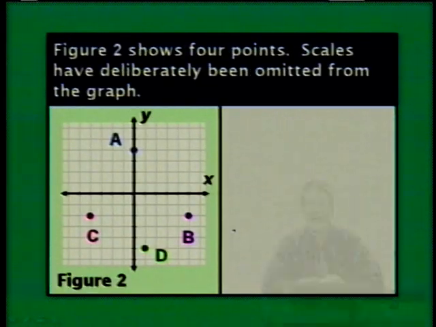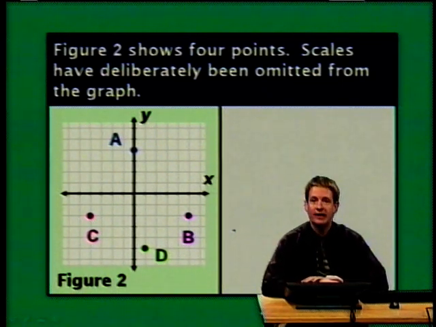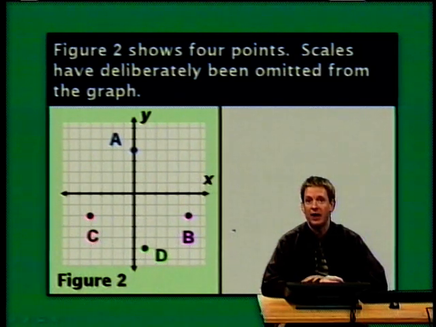Let's put these facts into action. Let's look at Figure 2. Figure 2 shows 4 points. Scales have deliberately been omitted from the graph. You're going to see several examples today where the scale is deliberately omitted from the graph. What this lesson is mostly about is developing an intuition about signs on slopes and comparisons of slopes. And I'm omitting scales because if we have scales, we might become dependent upon actually calculating the slope value and miss the comparisons and intuition that we want to develop. So let's go ahead and answer this question without a scale.